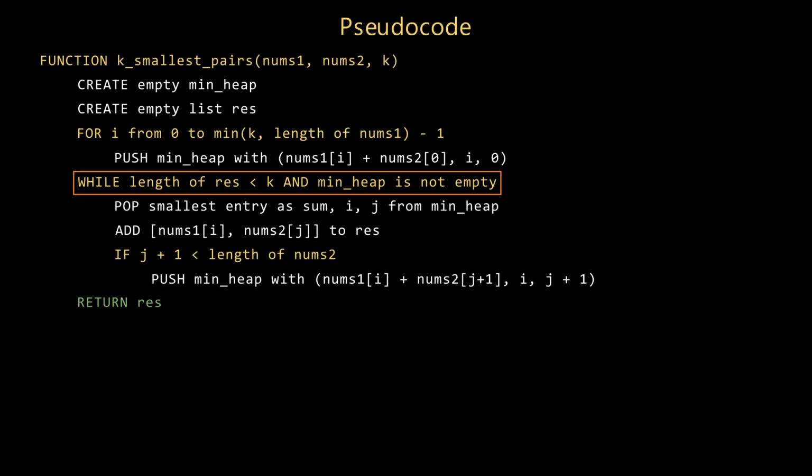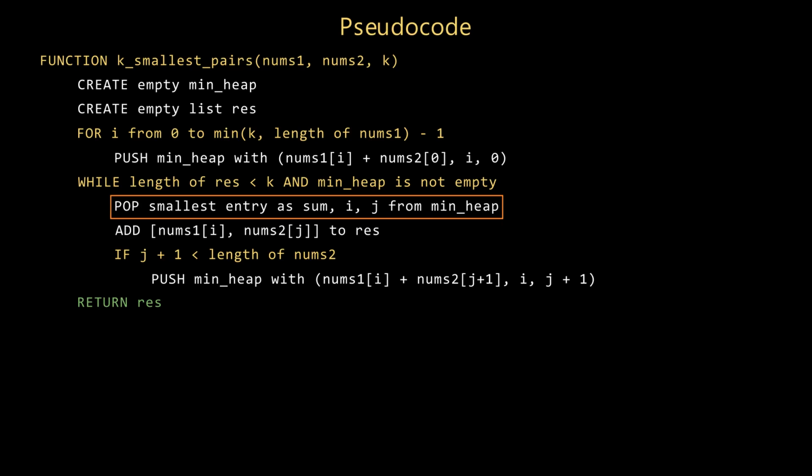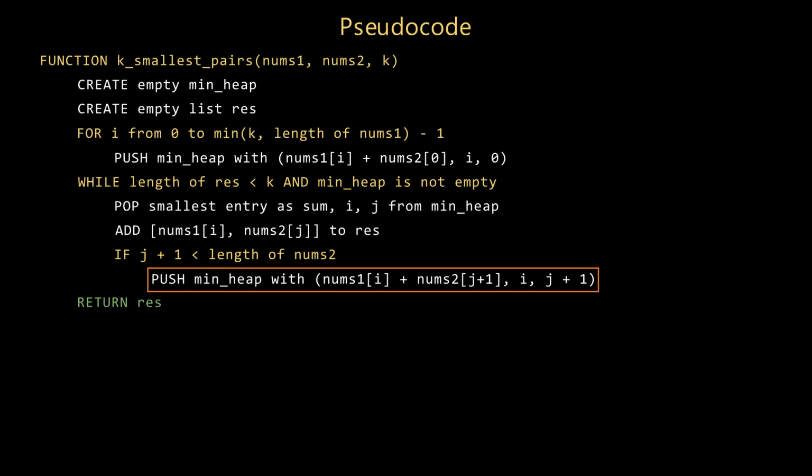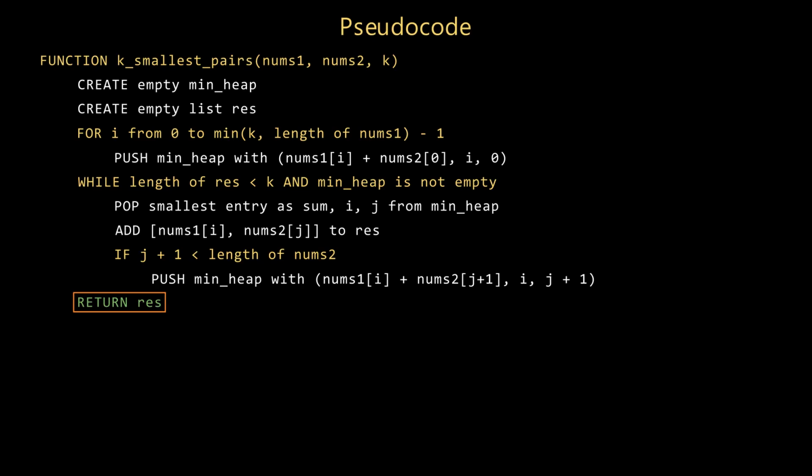Repeat while we still need pairs and the heap still has candidates. Extract the globally smallest sum together with its row and column indexes. Record the actual pair values from nums1 and nums2 into the result list. If a right neighbor exists in the same row, we can advance that wave front. Push the next cell to the right with its updated sum and coordinates. Return the compiled list of k smallest pairs.